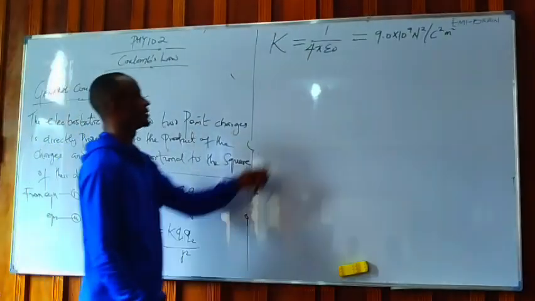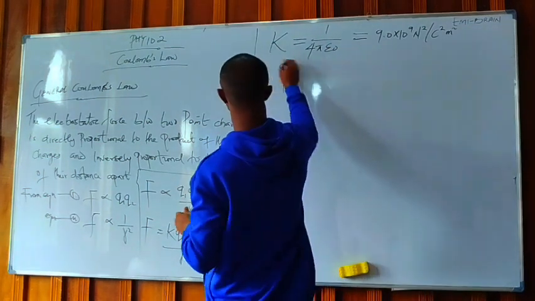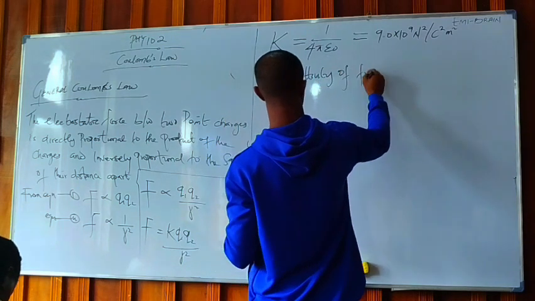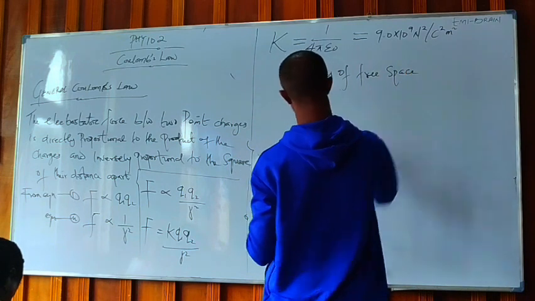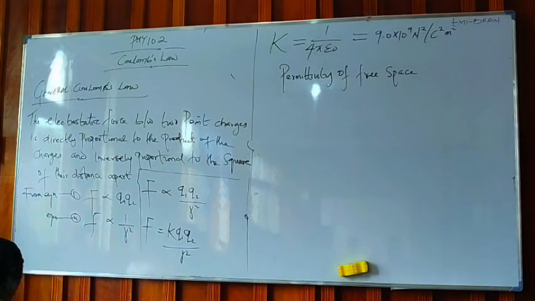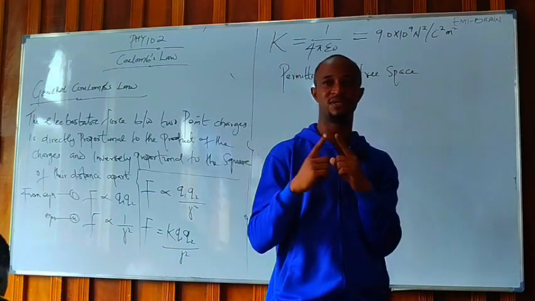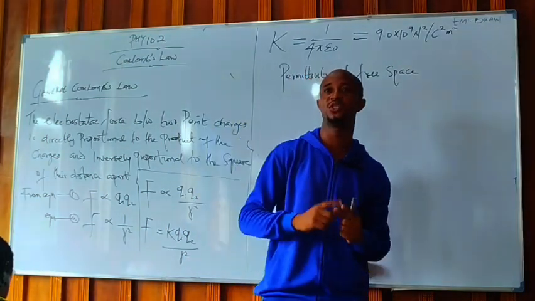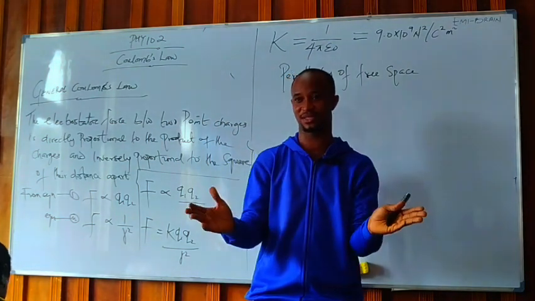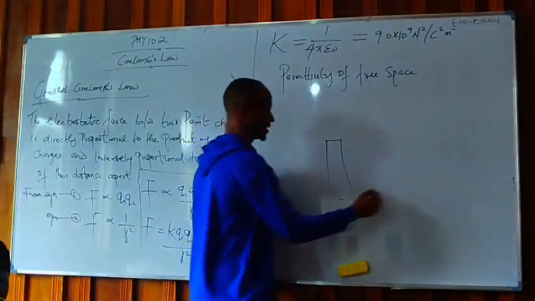1 over 4 pi, 4 pi times this is called permittivity. Permittivity of free space. It is like an open space. Every substance has its permittivity. We have permittivity of air, permittivity of paper, permittivity of wood. It's like saying a dielectric substance. You know, air is also a dielectric substance.